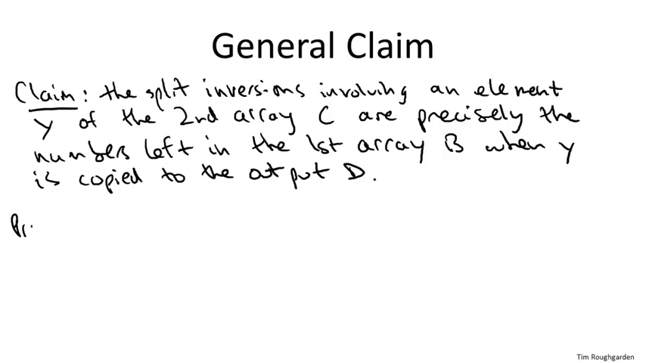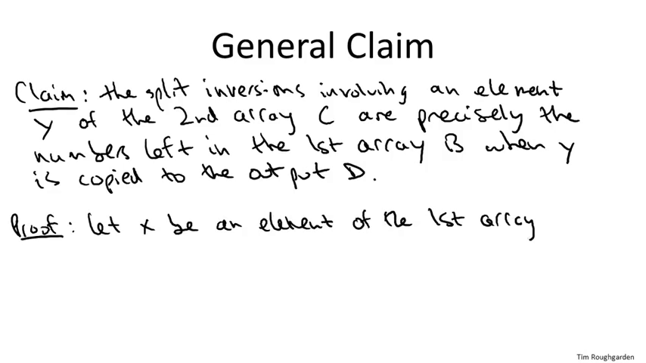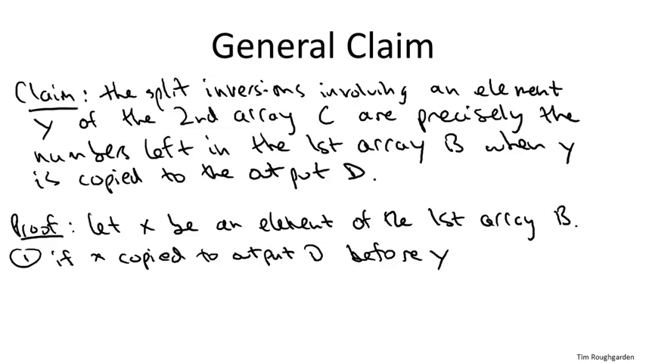Well, it's quite simple. Let's just zoom in and fixate on a particular element X that belongs to the first half of the array, that's amongst the first half of the elements. And let's just examine which Y's, so which elements of the second half of the original input array, are involved in split inversions with X. So there are two cases, depending on whether X is copied over into the output array D before or after Y. Now, if X is copied to the output before Y, well then since the output's in sorted order, it means X has got to be less than Y, so there's not going to be any split inversion.